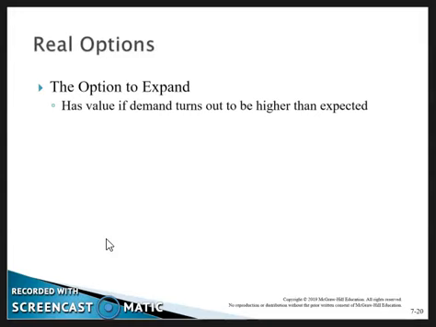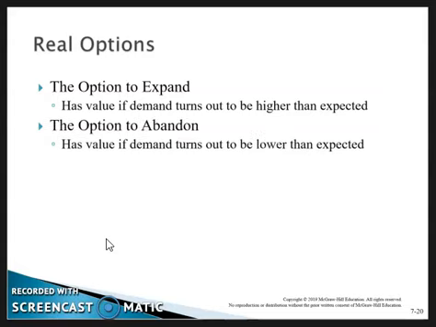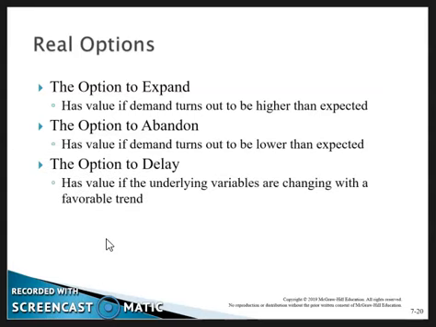So, for example, the option to expand has value if demand turns out to be higher than the company expected. The option to abandon has value if demand turns out to be lower. Option to delay: one of your homework problems looks at the option to delay. What we have to do is calculate the value of the project based on various start dates, and then we present value them all back to today to calculate the NPV.